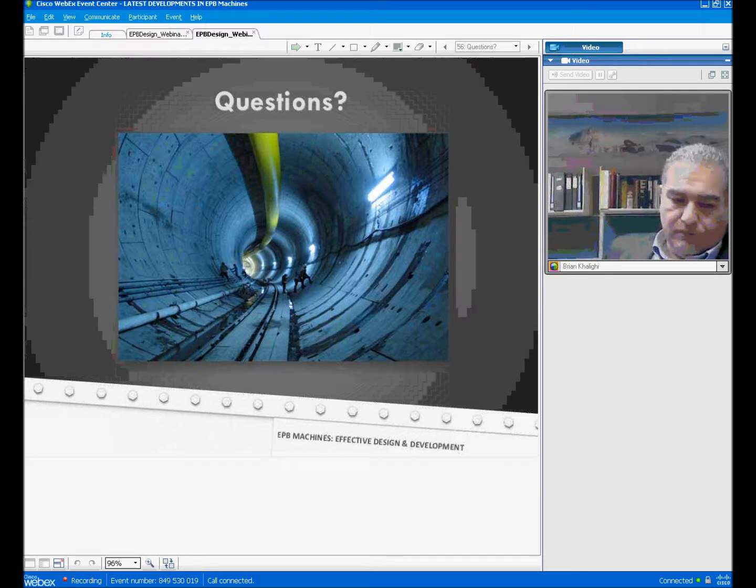Can EPBs be used in soft rock, and can they be used in mixed soil and rock or highly weathered zones? Yes. The important thing to have in mind is the strength of the rock. If the rock strength is higher than 20 MPa, then there is a requirement for installation of disc cutters on the cutterhead. For rock less than 20 MPa, you don't normally put disc cutters on the cutterhead unless there is a possibility of the existence of boulders.